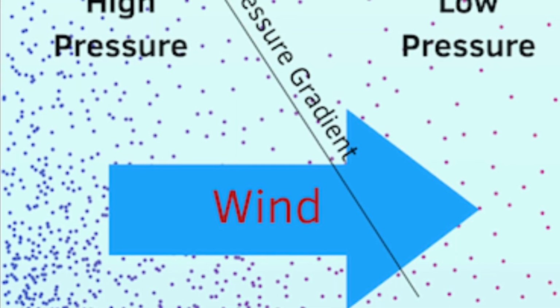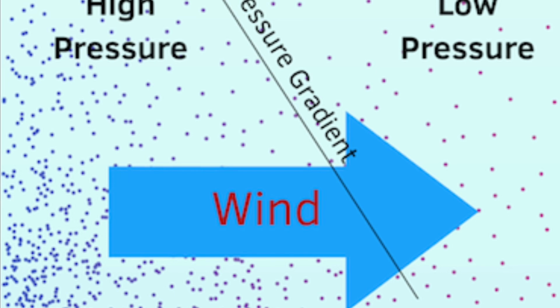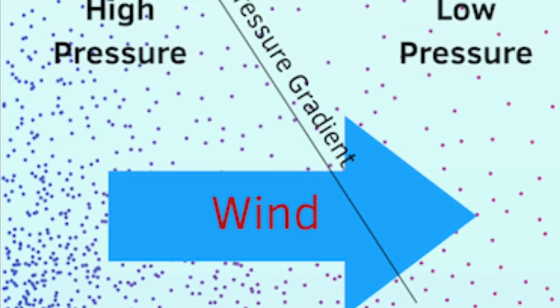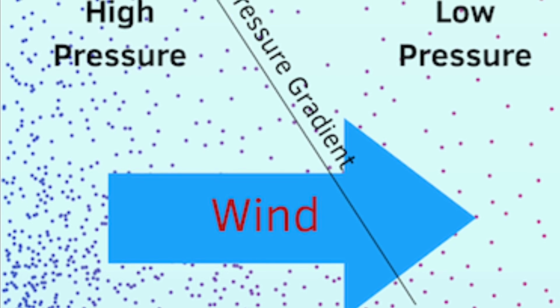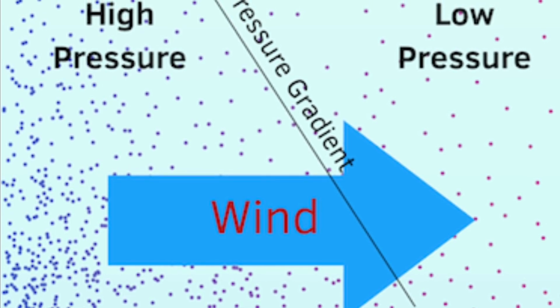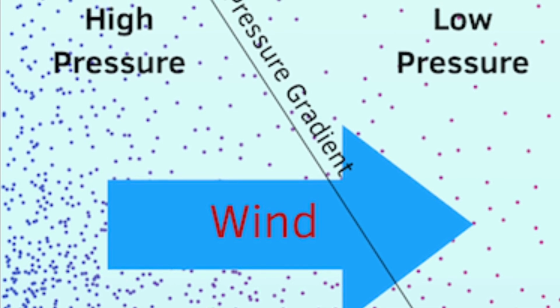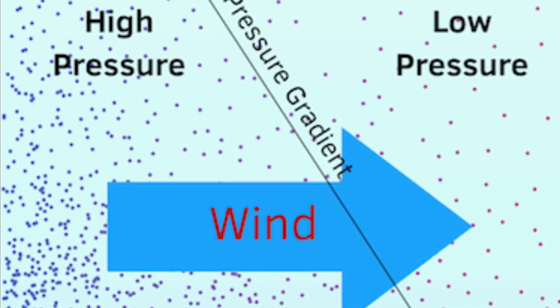So finally, we are going to cover pressure gradient force. Pressure gradient force is simply identified in the direction that wind blows. In other words, air always flows from high pressure zones to low pressure zones. The pressure gradient force simply controls how fast wind moves. It can also be identified as the force that drives wind.